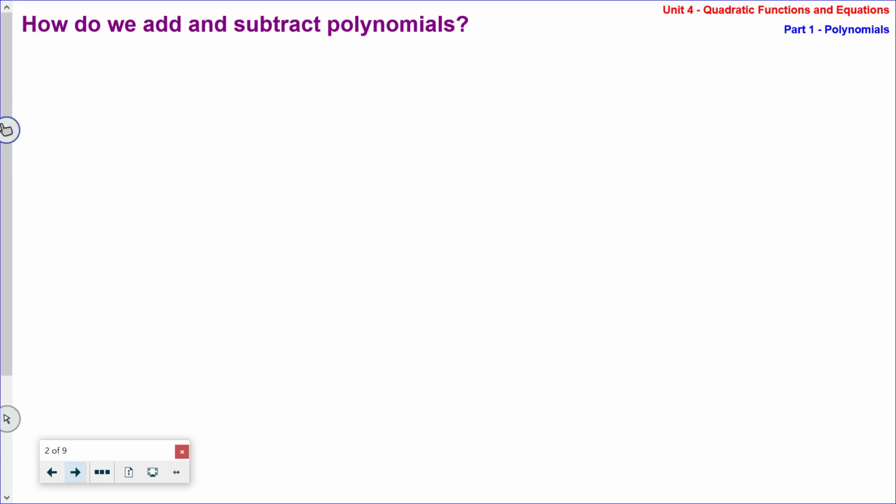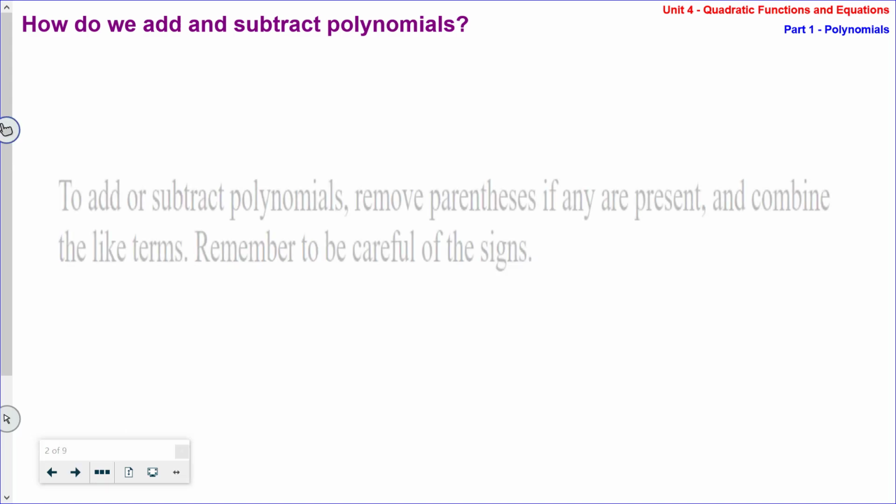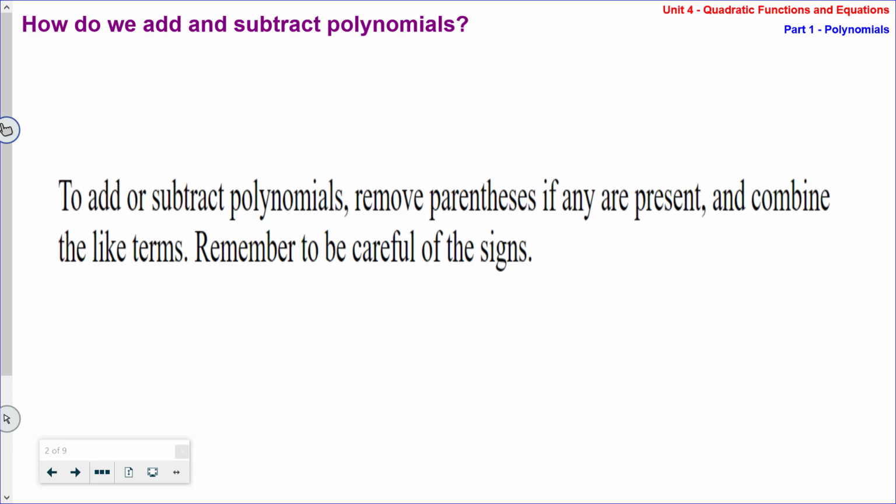Adding and subtracting polynomials. So please copy this down. To add and subtract polynomials, remove parentheses. Remove the parentheses and then combine like terms.